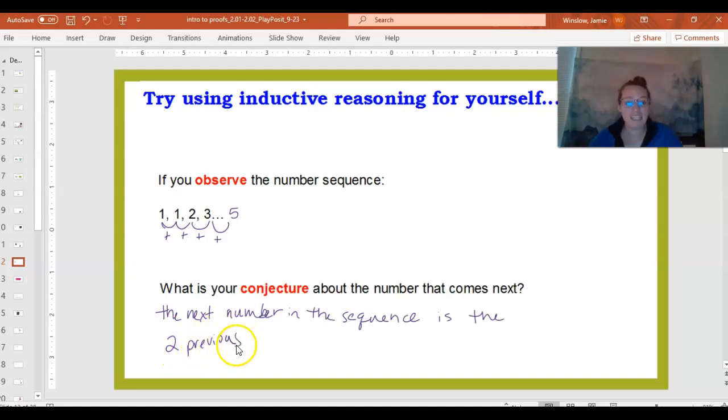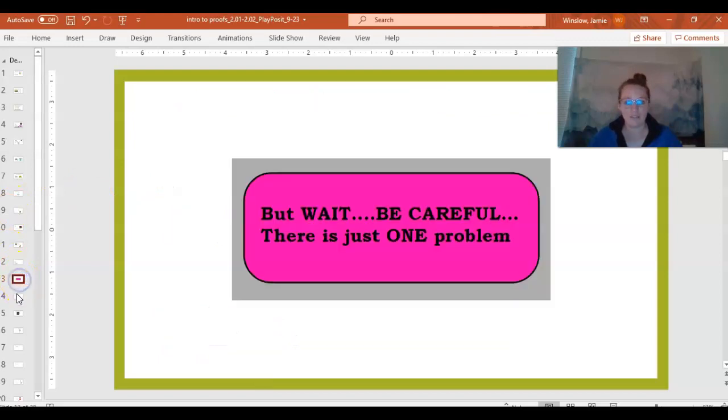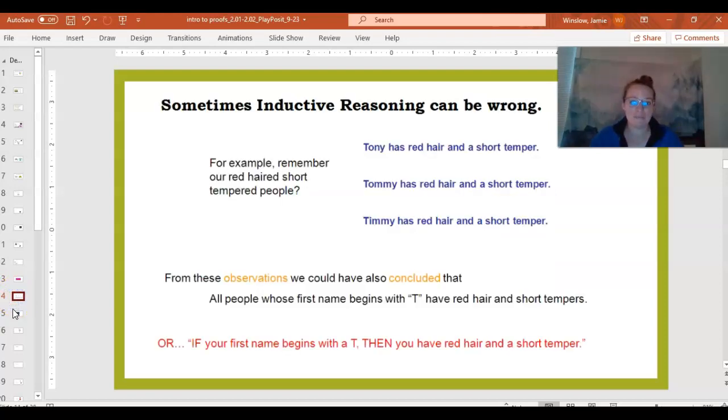This grand statement gives the reader or the user or the person the rule of what comes next. Or like the Sherlock Holmes example, everybody now knows the conjecture or the rule about that dog. But wait, be very, very careful because there can be a problem. Sometimes inductive reasoning can be wrong.